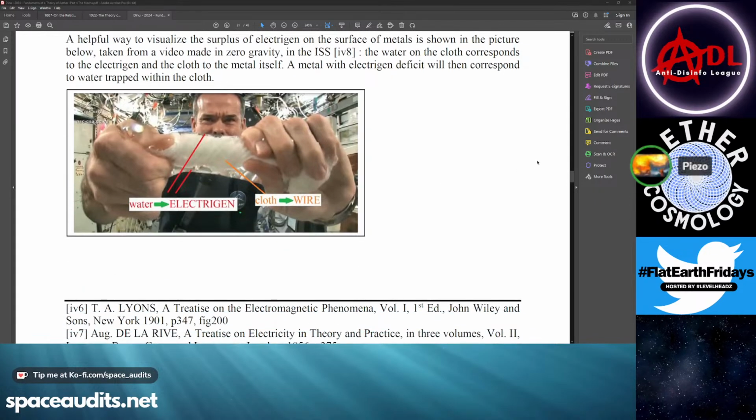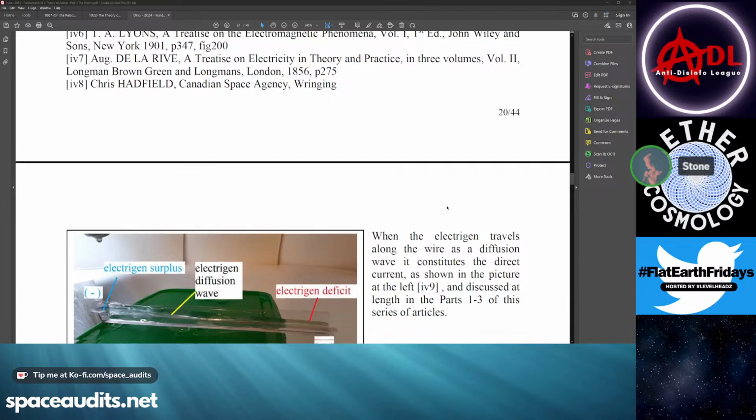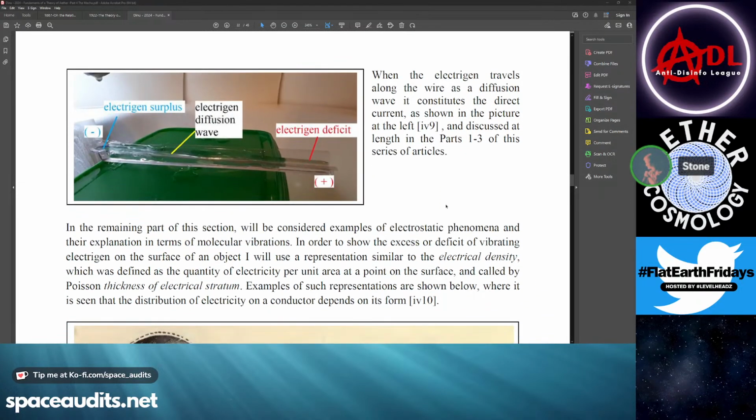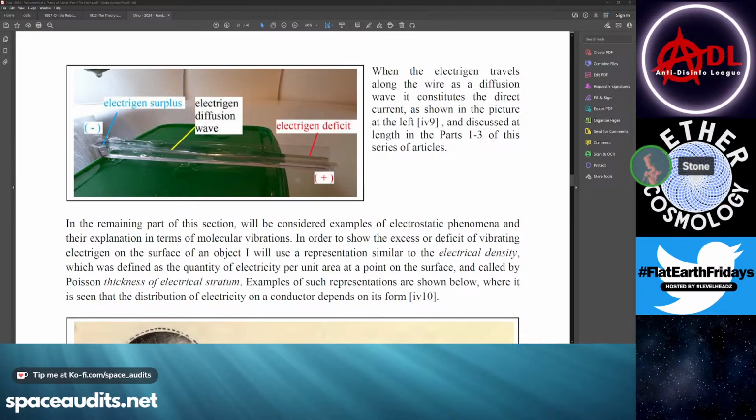A helpful way to visualize the surplus of electrogen on the surface of metals is shown in the picture below, taken from a video made in 0 gravity, the ISS. God bless NASA. The water on the cloth corresponds to the electrogen and the cloth to the metal itself. A metal with electrogen deficit will then correspond to water trapped within the cloth. But to complete the analogy, it's actually the squeezing, the twisting of the cloth that is applying voltage to the cloth and causing the electrogen to come out and go to other places. Yeah, pressure on it.